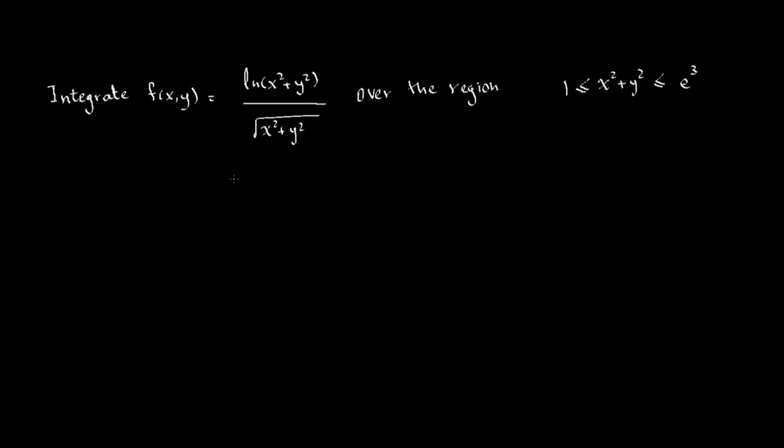Hi, in this video I have a double integration problem. I want to integrate the function natural log of x squared plus y squared divided by the square root of x squared plus y squared over the region given by this inequality. I suggest you pause the video, try and solve the problem yourself, then come back and see how I solve it.